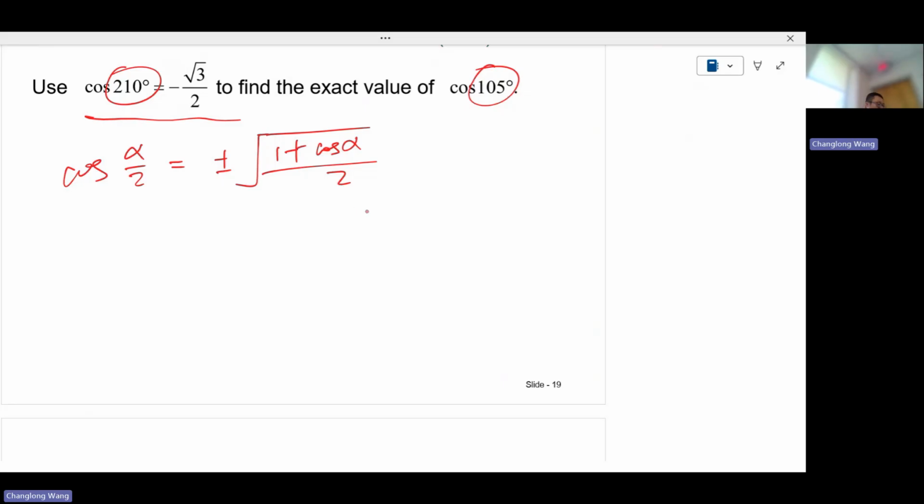But now let's say you have this formula. What could be the alpha? 210 is going to be it. So, wait, is it too simple? No.